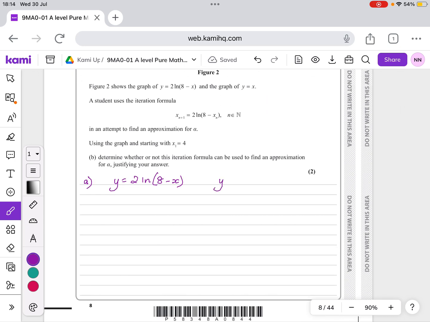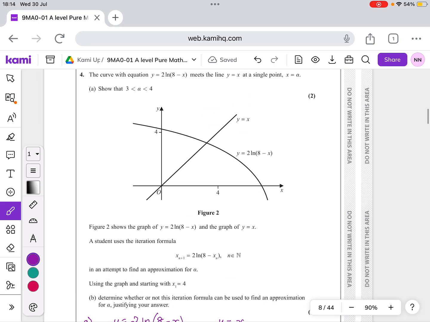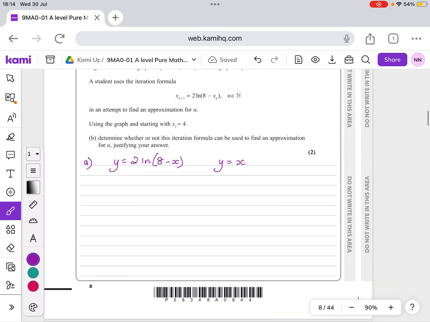Okay, and we've also got the equation y equals x, and they meet together, so we're going to make them equal. So we're going to have 2 ln(8 minus x) equals x, so then 2 ln(8 minus x) minus x we're going to say is a function of x. And what we are saying is that there's a solution to this equation between when x is 3 and when x is 4. Okay, that's what we're trying to do.